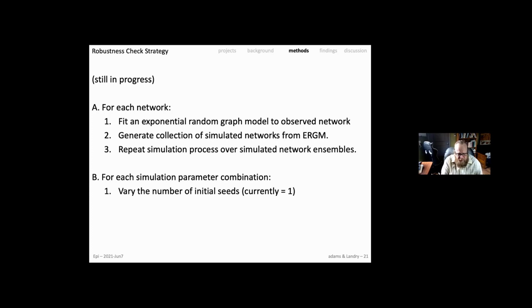And another thing that we probably ought to do here is for each of the simulation parameter combinations that we have, currently we're working with a single infected seed. We probably should vary the number of initial seeds. I don't think it's going to change our pattern of findings that much. I think it's just going to speed up the rate at which we get to them, for what it's worth. But that is something we'll need to do just to confirm the pattern of results we have here.